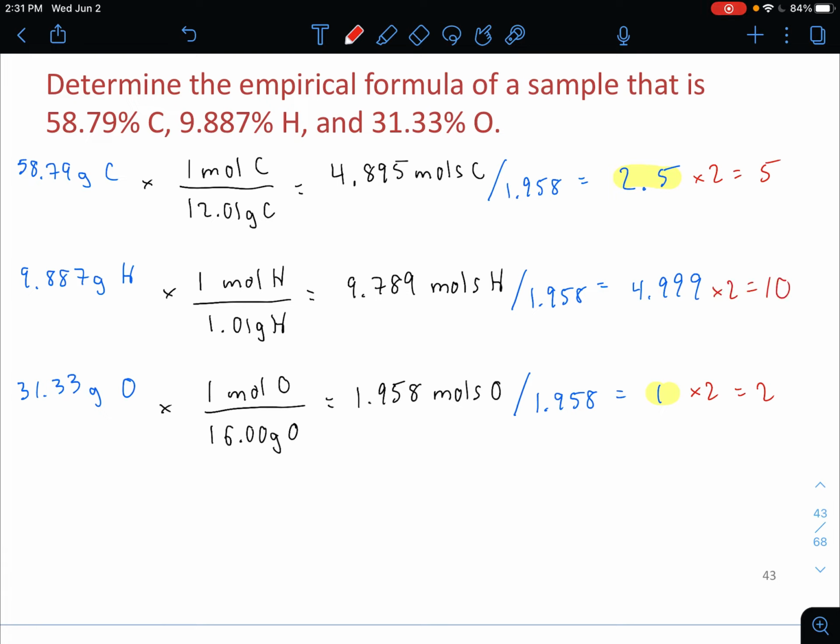So if I get to this point where 1 or more of them comes out as something 0.5, clear it out by multiplying all of them by 2, and then that'll ultimately get me the formula. And here it is, C5H10O2. Still the empirical formula, right? That's still the lowest whole number ratio we could have for this substance, so that's what we get in this case.